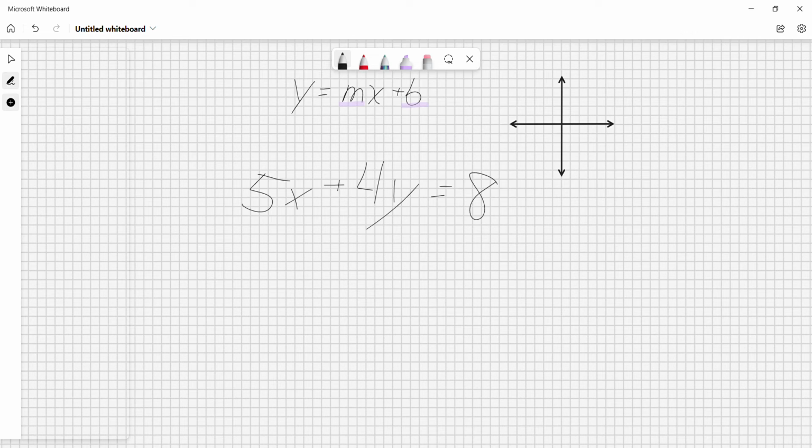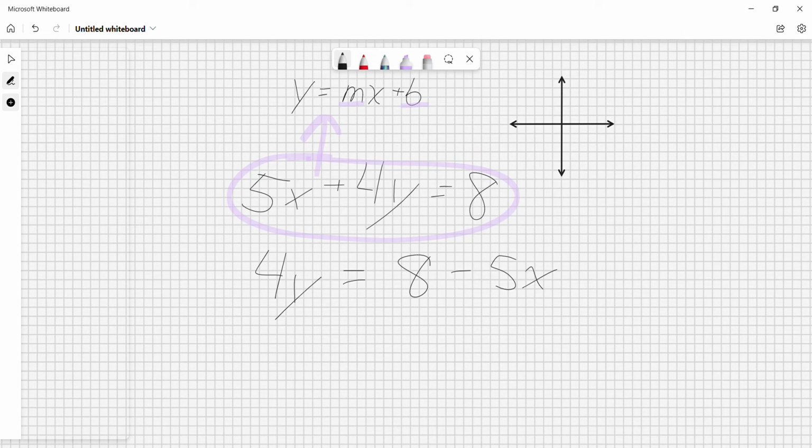In order to get this equation into this format, I'm going to have to rearrange some of the terms. So let's use subtraction. I'm going to subtract 5x from both sides. So we're going to have 4y equals, so the equal sign is splitting the equation into two equal parts. So I'm going to have 8 over here, and I'm going to have negative 5x over there.